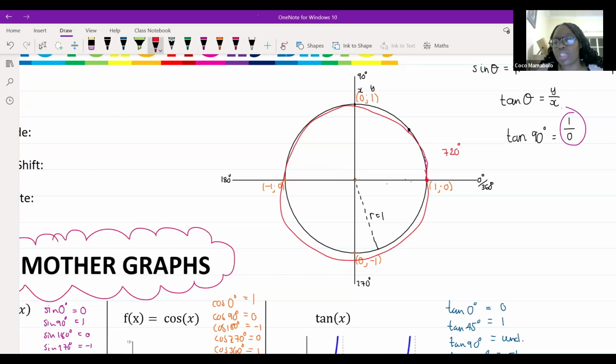What if I wanted to go 1080 degrees? That would just be me going around the circle again. That's 270. Again, that's 1080. How many times do you think I can go around my circle?